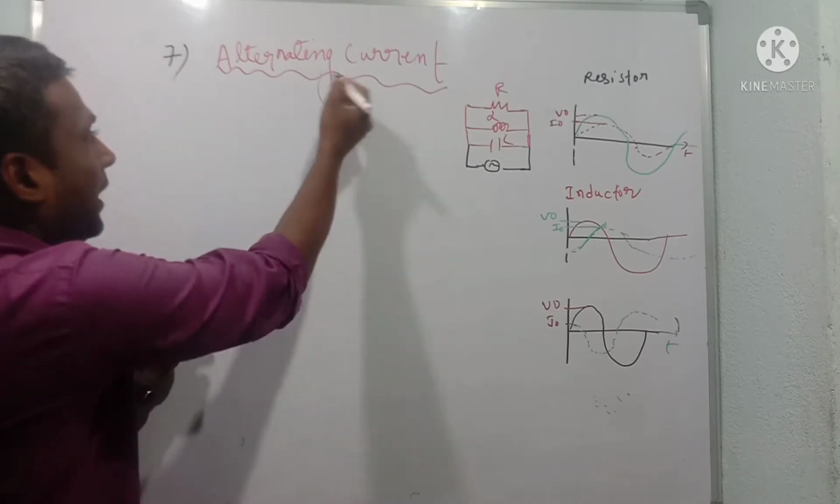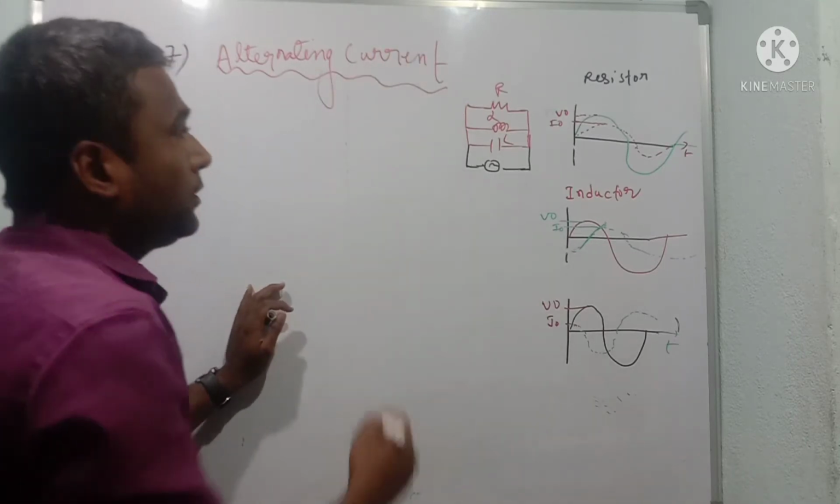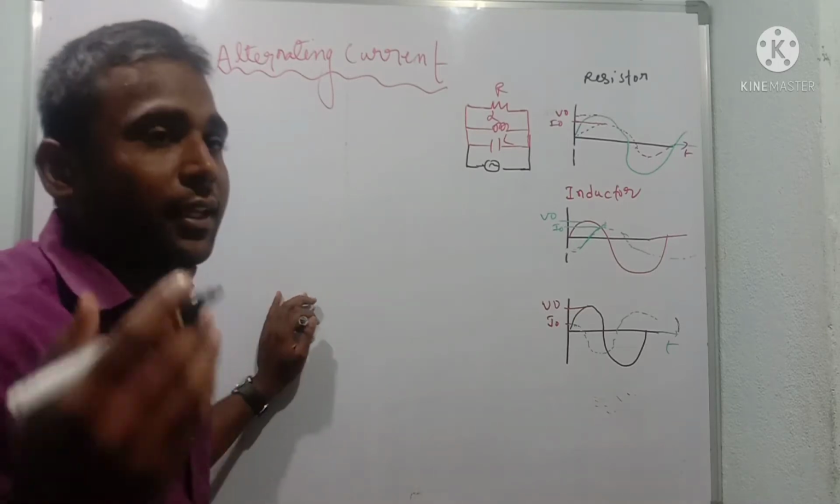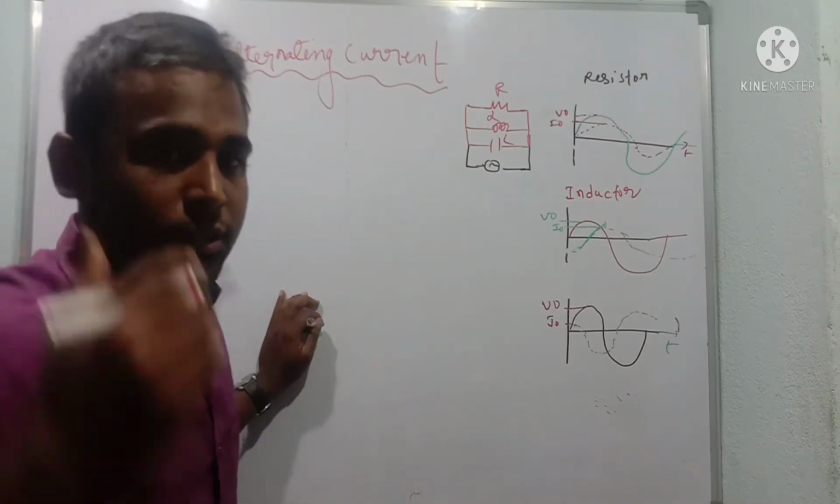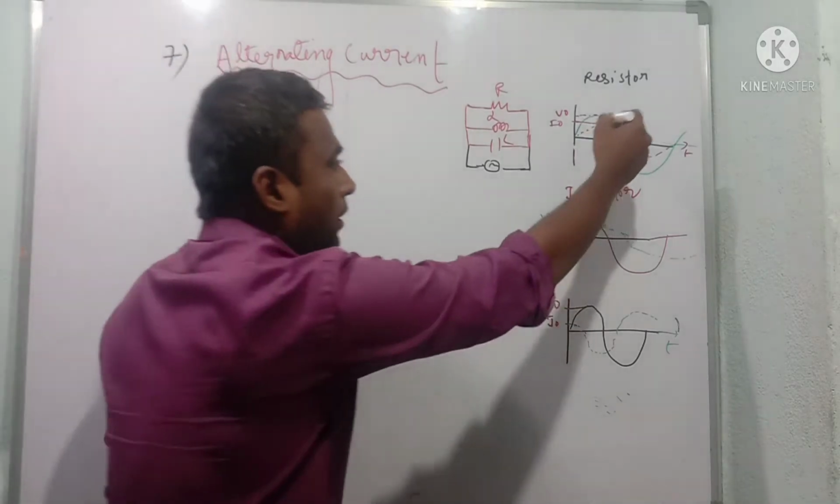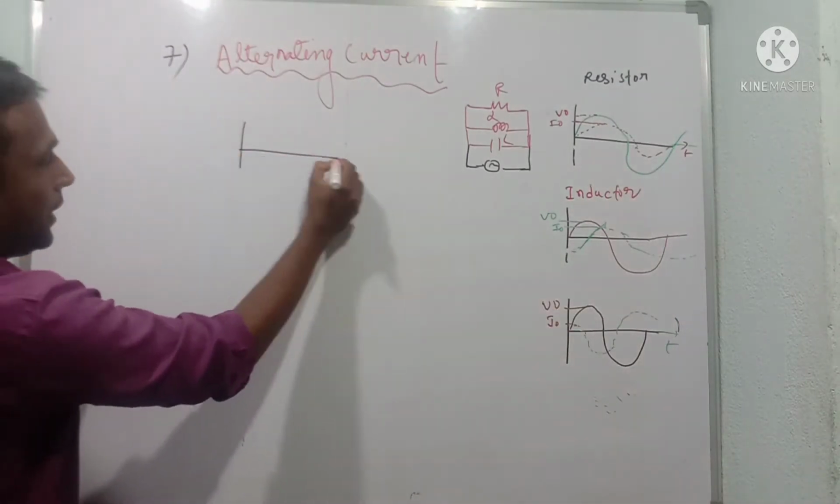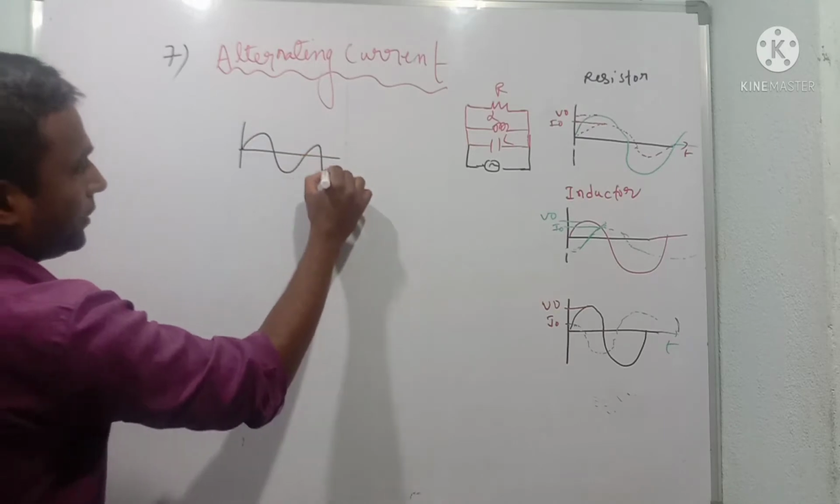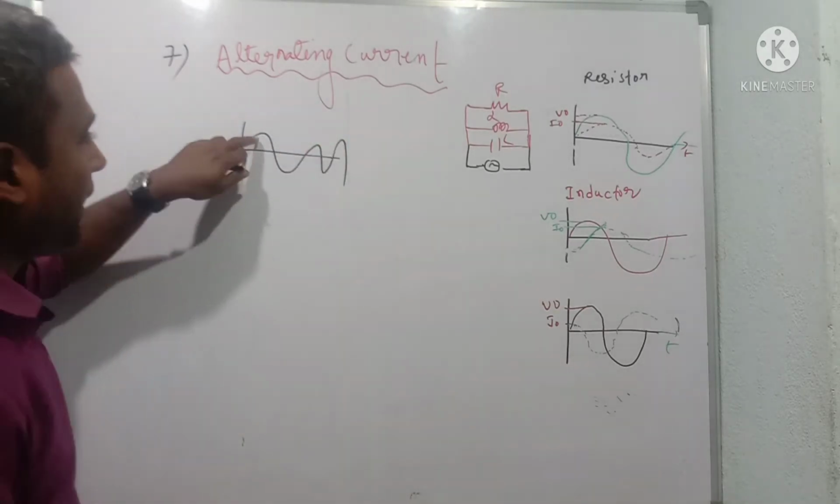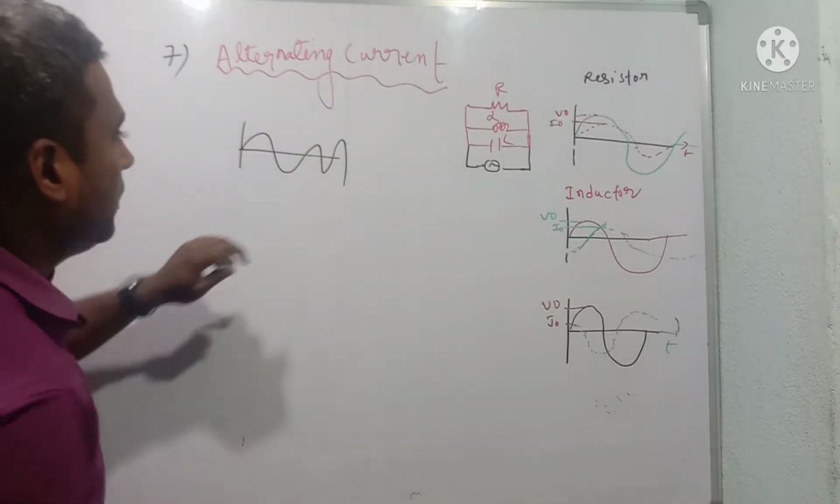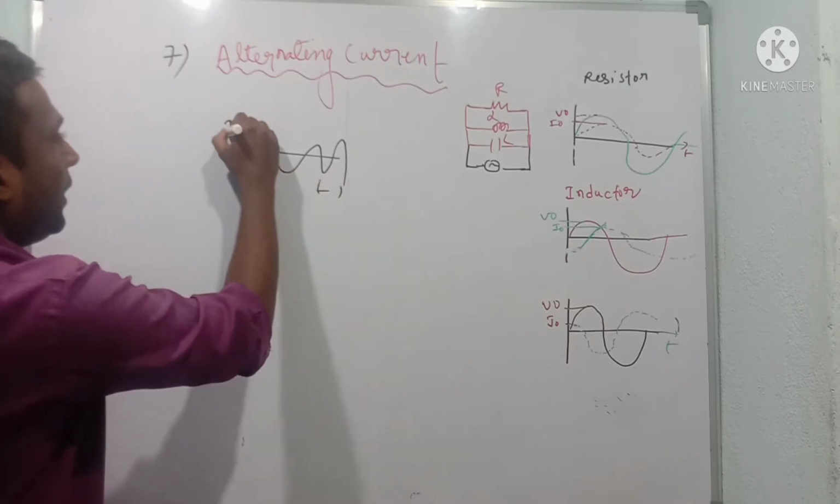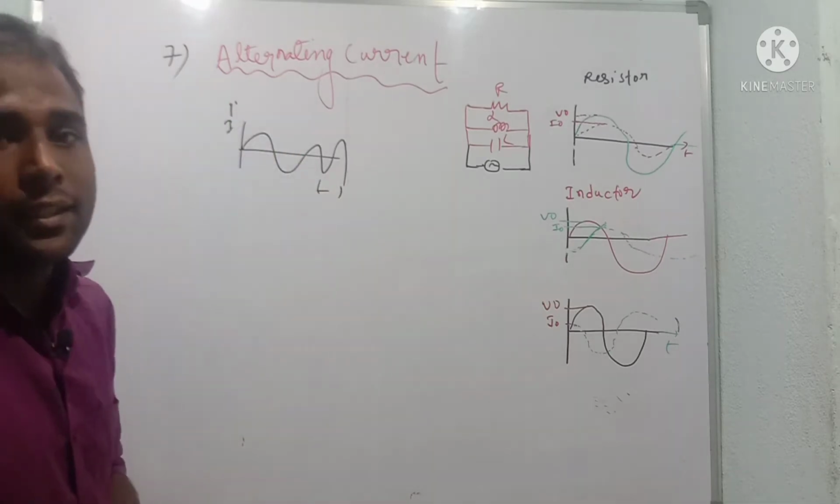So what is alternating current? The current which changes its direction and magnitude is called alternating current. I can draw it as a current which changes direction and magnitude. Here the current is maximum, here minimum, along with the time. This is called alternating current.